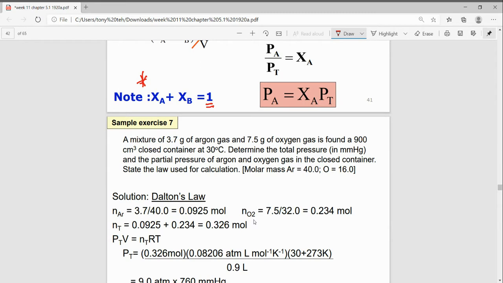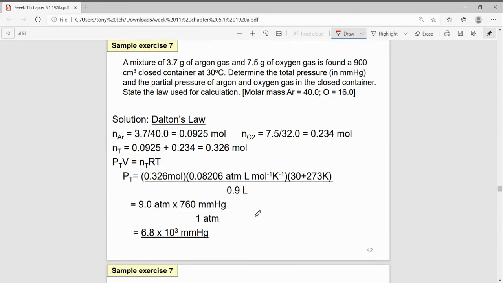Now let's look at the example. The question asks to determine the total pressure in mmHg, millimeter mercury, and the partial pressure of argon and oxygen gas in the closed container, and also state the law used. Because we have two non-reacting gases, we are using Dalton's law.